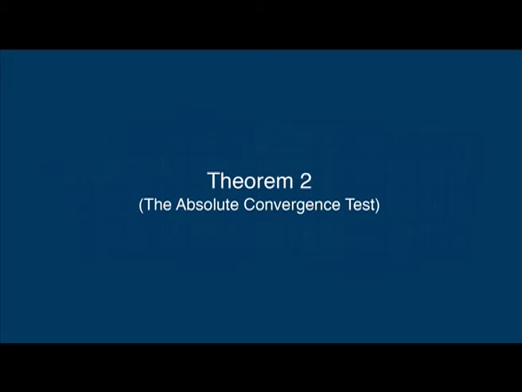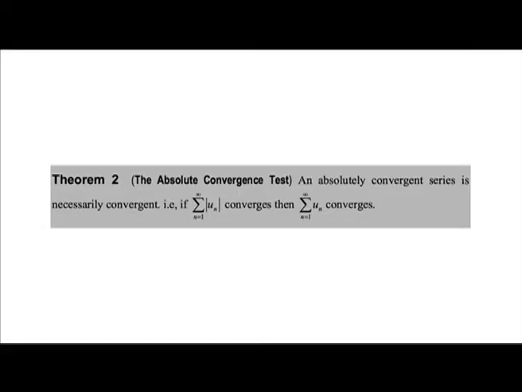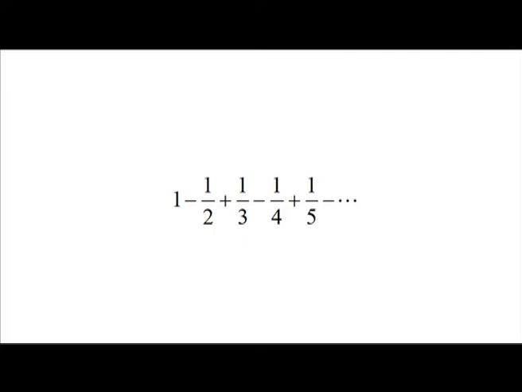Theorem 2, the absolute convergence test. An absolutely convergent series is necessarily convergent. That is, if summation absolute value of u_n, n from 1 to infinity, converges, then summation u_n, n from 1 to infinity, converges. Attention, the converse of the above theorem is not true. For example, the series 1 minus 1 upon 2 plus 1 upon 3 minus 1 upon 4 plus 1 upon 5 minus etc. converges, but the corresponding absolute series 1 plus 1 upon 2 plus 1 upon 3 plus 1 upon 4 plus 1 upon 5 plus etc. is divergent.